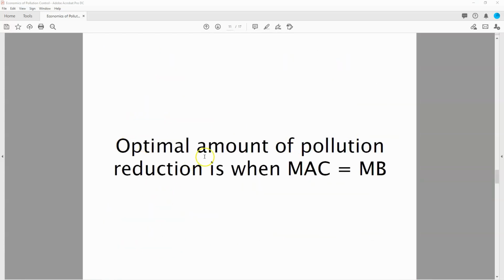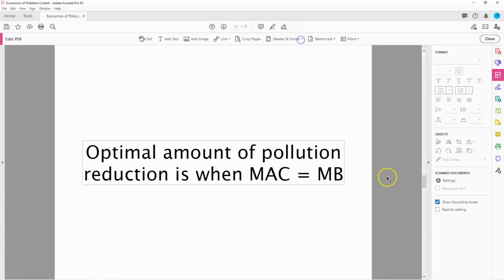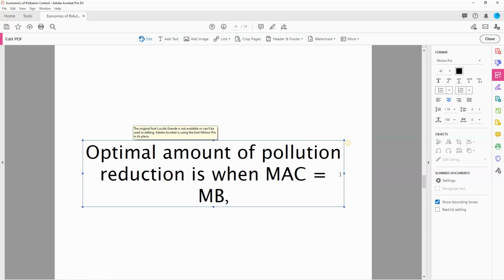The optimal level of pollution reduction is when MAC is equal to MB. And we can also say the optimal amount of pollution is achieved when MAC is equal to MD.